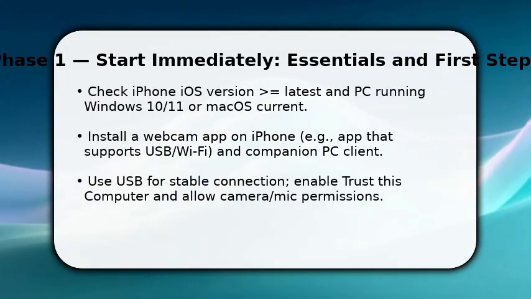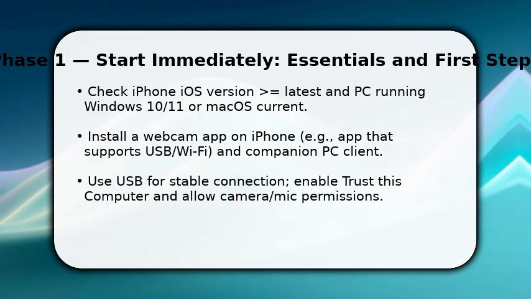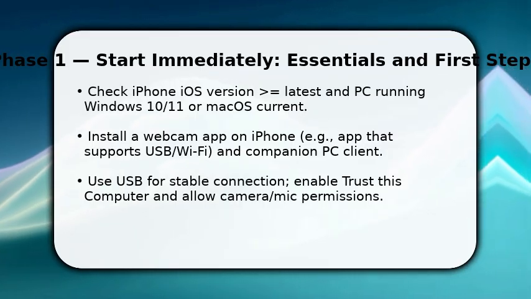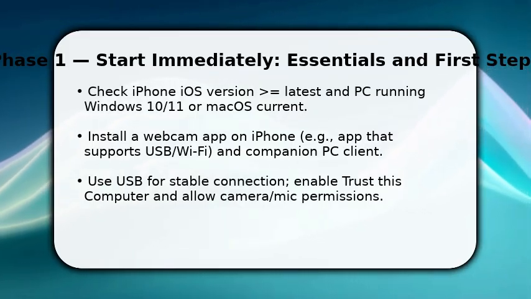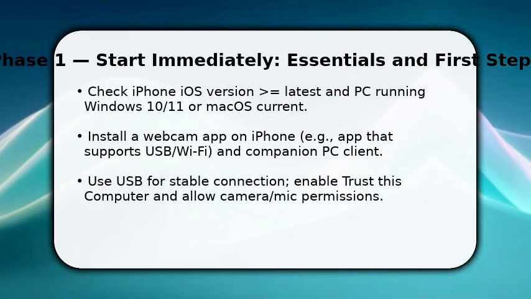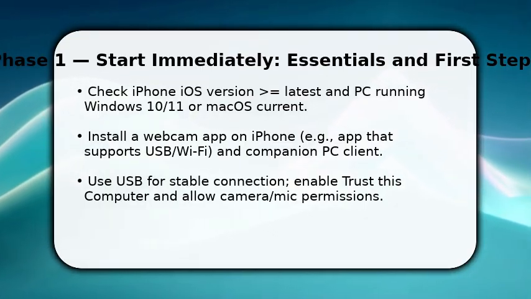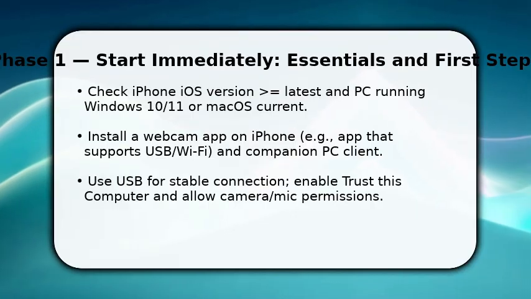You start by confirming prerequisites. Your iPhone and PC must be updated, and you need a chosen webcam app plus its PC client. Connect the iPhone with a USB cable first, because this avoids Wi-Fi latency and pairing issues. When prompted on the phone, tap Trust this computer and grant camera and microphone permissions so the app can stream.